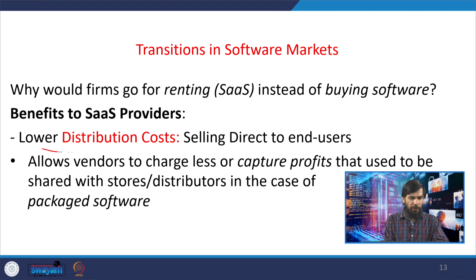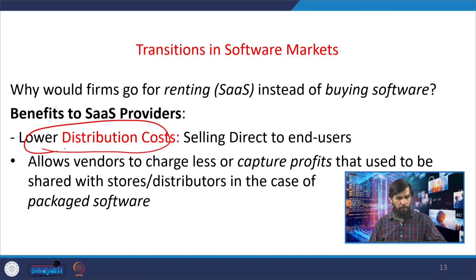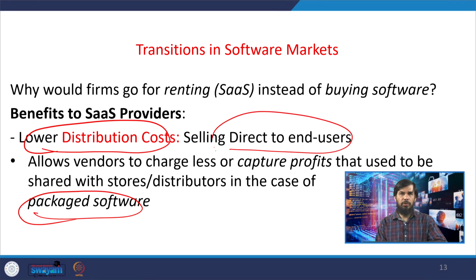Then the next benefit is lower distribution cost. If we compare to packaged software or traditional software, in the case of SaaS there is a lower distribution cost because they are selling directly to end users. There is no intermediary, no middleman in between. So they don't have to package software on CD-ROM or DVD and other formats and sell that in a physical sense to their customers. So that is not needed.